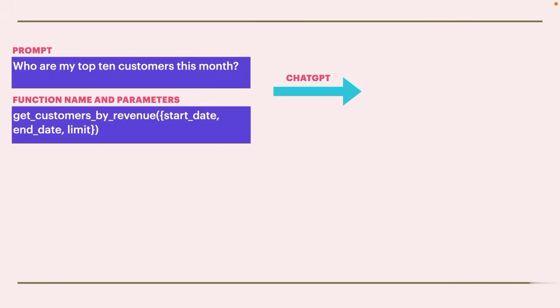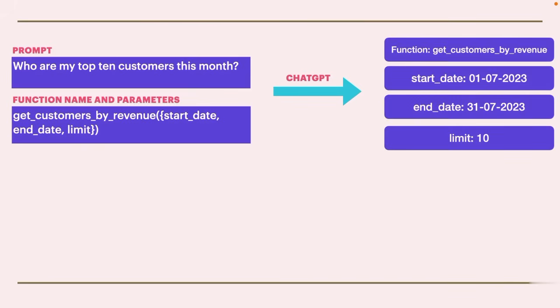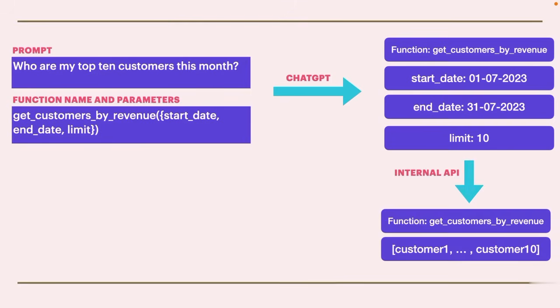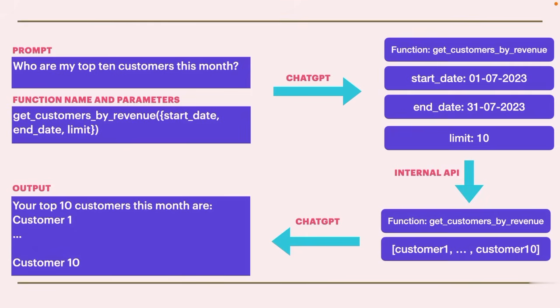So if we send the request to ChatGPT, we will get a response that looks like this. So we've got the function, then the start date, which will be extracted from our prompt, the end date as well, and then the limit, which refers to the number that we extract from the prompt, in our example 10 customers. This is then passed to an internal API, and then we send another request to ChatGPT and we get a response in natural language.